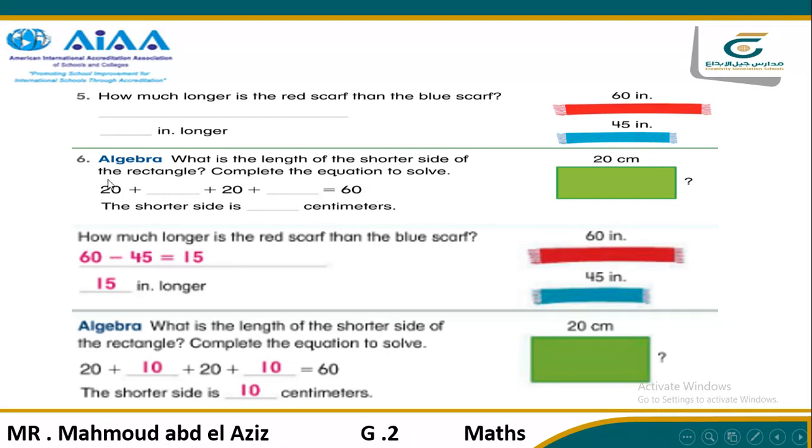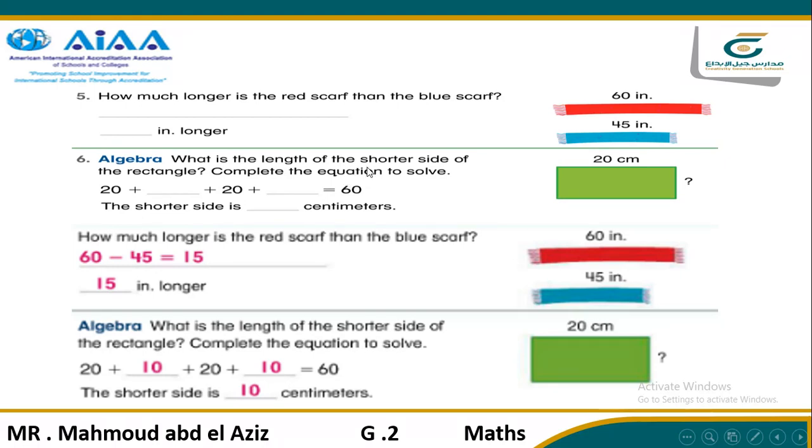Another question here. What is the length of the shorter side of the rectangle? And I want to complete here with numbers. So we have here 20 centimeters, and the opposite side equals 20 centimeters also. So we have here 20 plus 20, which equals 40. Which number do you need to add to 40 to be 60? Count with me. 40, add 10 first, it will be 50. Another 10, it will be 60.